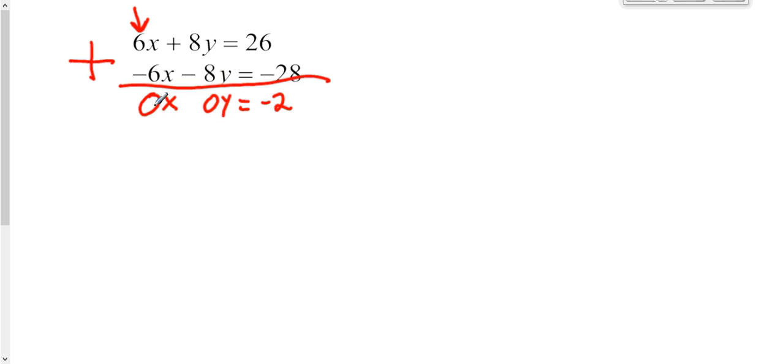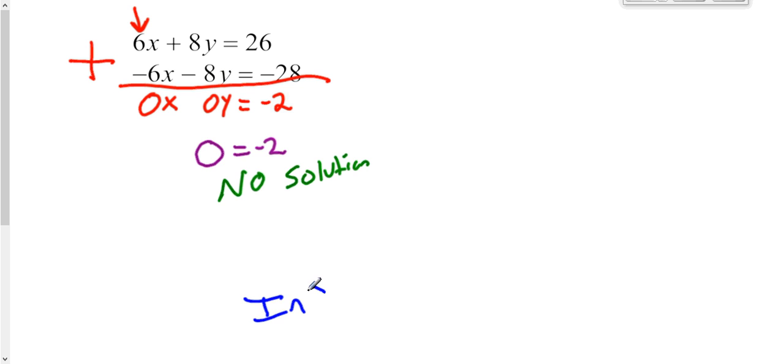This is kind of interesting. 0x, so that goes away. 0y, that goes away. So I just have a 0 is equal to negative 2. Well, that's not possible. So when we see something like this, this is a no solution system. If we had infinitely many solutions, it would have been negative 2 is equal to negative 2. But that's not what we have. We have this. That's a no solution.